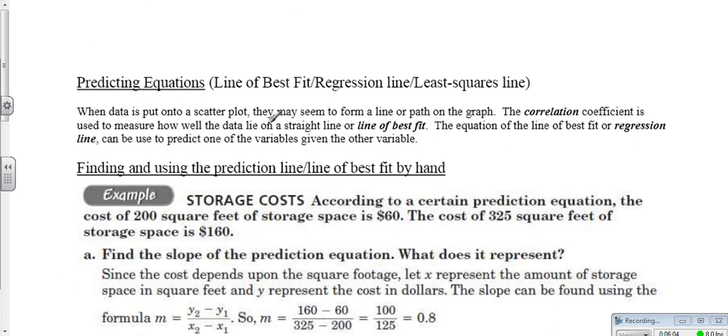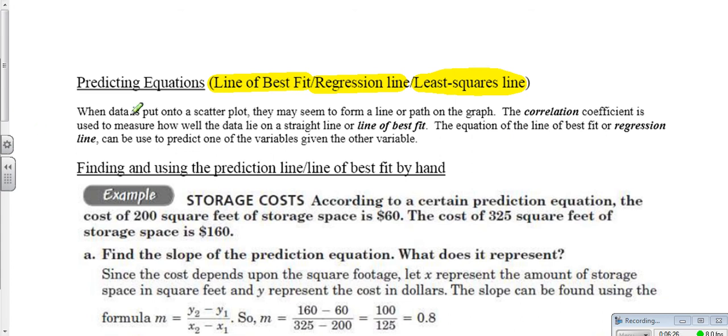Predicting equations, or now line of best fit. Line of best fits are predictor equations. Now, there's 3 different terms you can use for line of best fit. We say line of best fit generically because that means the line that fits our data best. It's also called regression line or least squares line. There's 3 different terms that we could use.